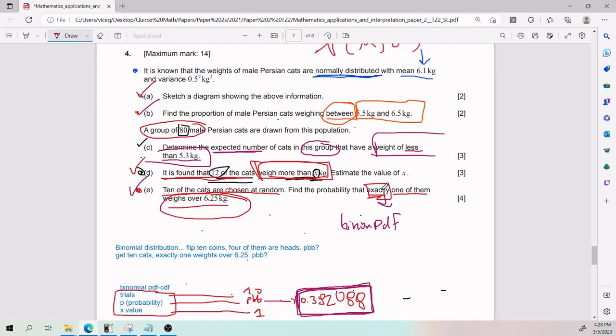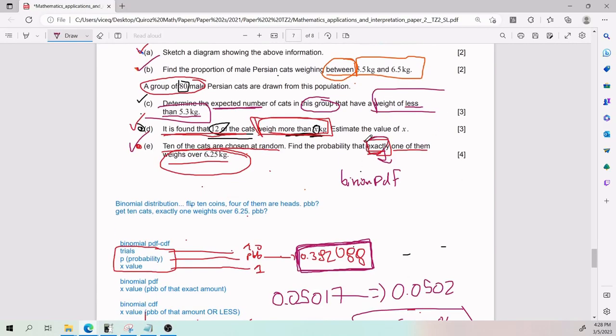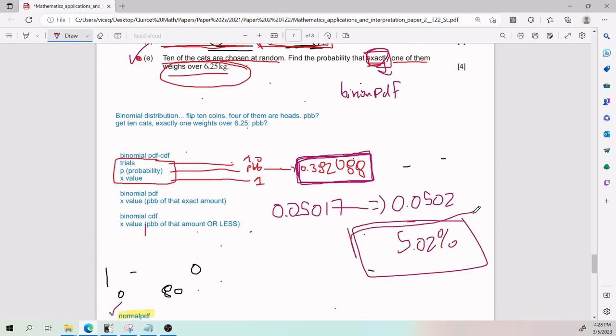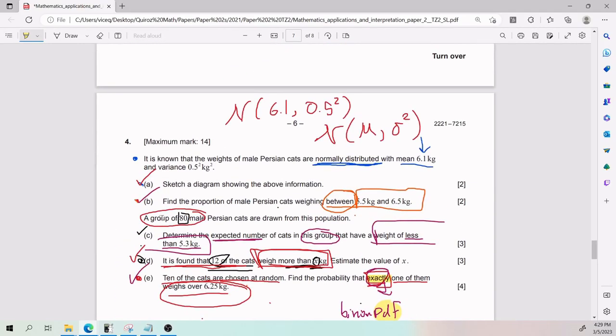10 of the cats are chosen at random. The probability that exactly one of them weighs over 6.25 is this percent down there. The biggest buzzword that I noticed near the end is exactly. Exactly is a very big hint for knowing that it's PDF. Remember the difference between PDF and CDF. Yeah, that is number 4.